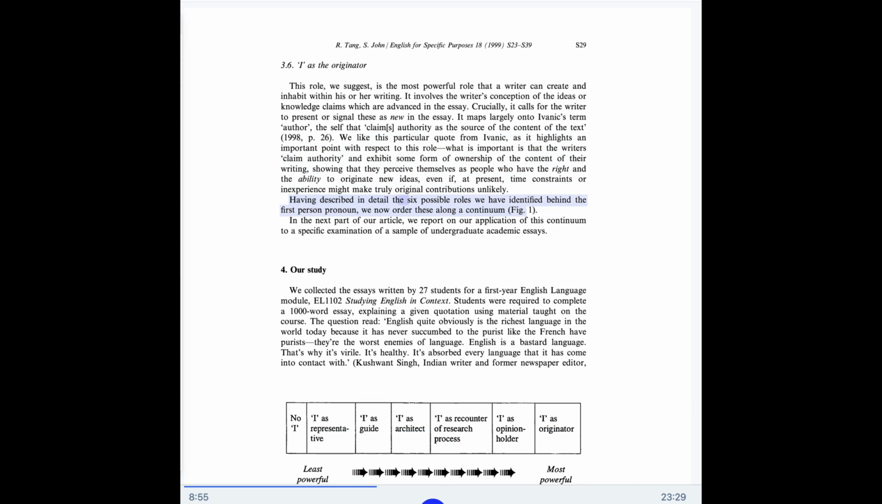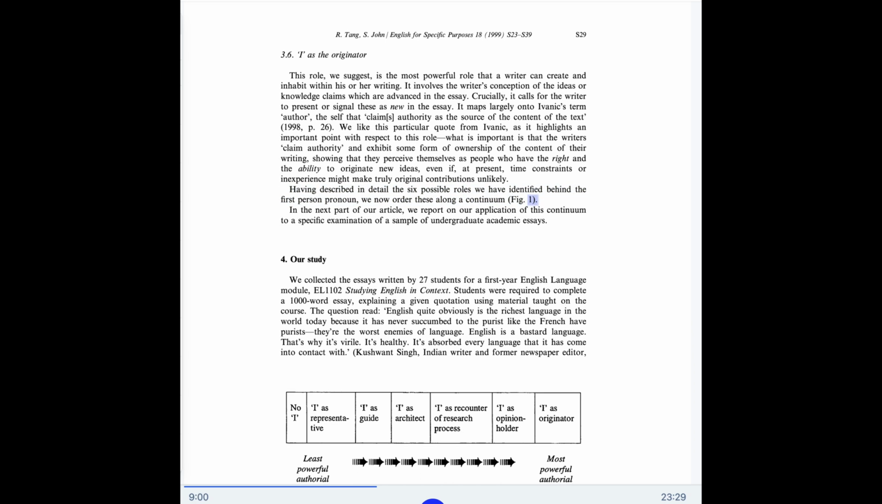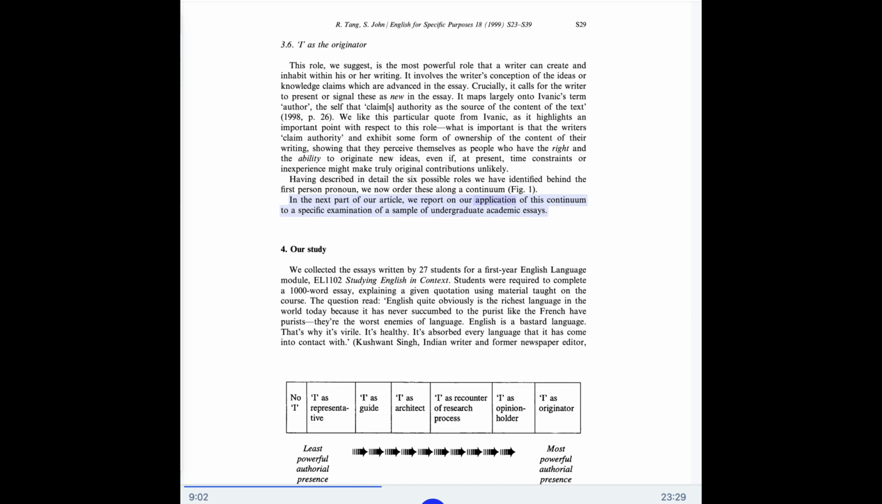Having described in detail the 6 possible roles we have identified behind the first person pronoun, we now order these along a continuum (Fig. 1). In the next part of our article, we report on our application of this continuum to a specific examination of a sample of undergraduate academic essays.